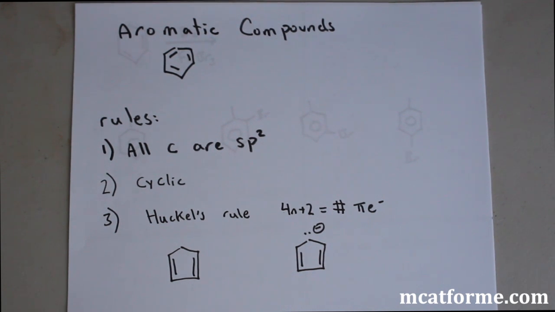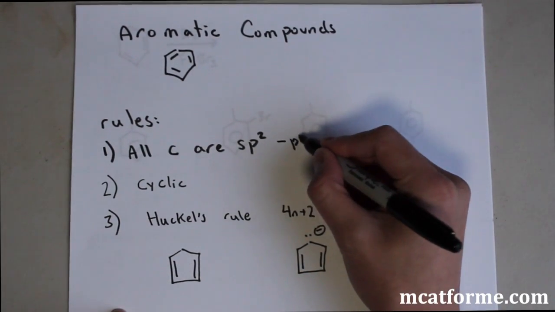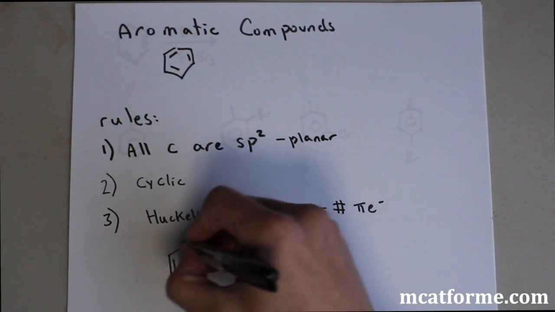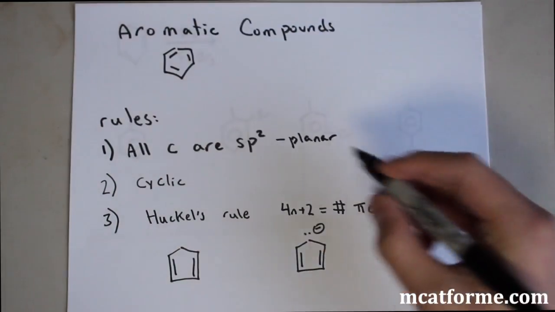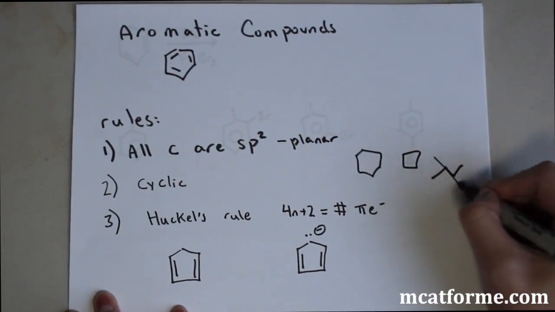Alright? So 3 rules go like this. For it to be aromatic, it has to follow all 3 of these rules. So all the carbons are sp2, meaning that they all are planar. That usually is split up into 2 different rules, but they're pretty much the same thing. So sp2 means it's trigonal planar, means it has 3 groups coming out of it. So it's always going to be planar. Second rule is that it's cyclic, so it has to all attach together. So it has to be all cyclic. For example, that would be cyclic, that would be cyclic, this would not be cyclic.